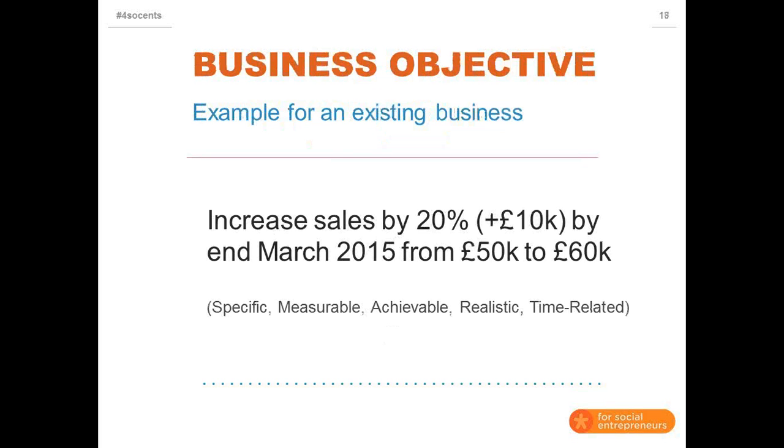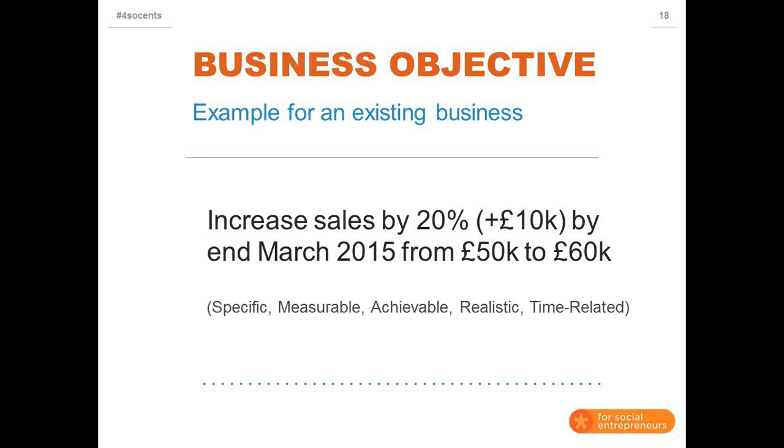So moving on, we're now going to look at how we change your financial goals into marketing objectives. Here's an example for an existing business. You might have a goal of increasing your sales by 20%, which would equate to £10,000, by the end of March, so this would be over a year period, from £50,000 to £60,000. So you can see that this is a SMART objective.